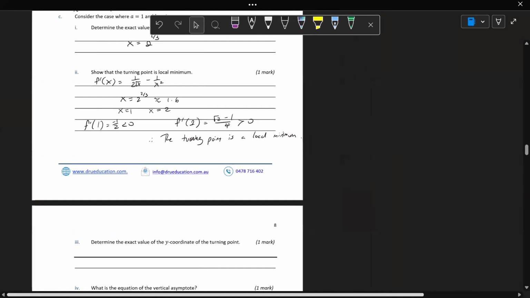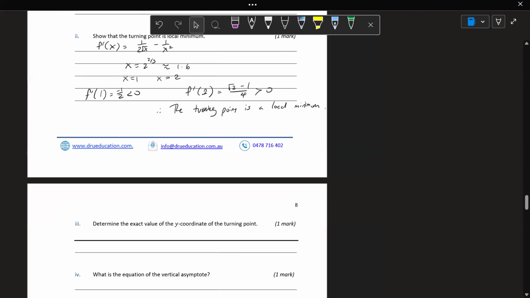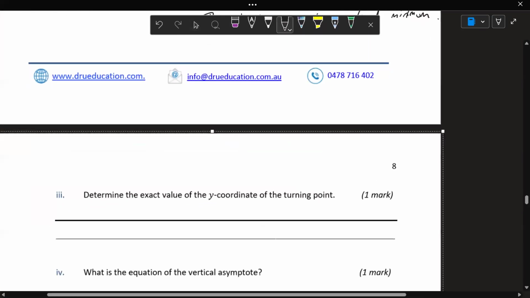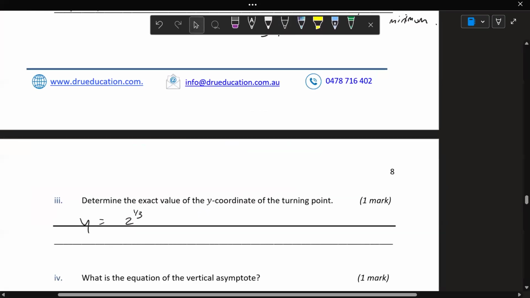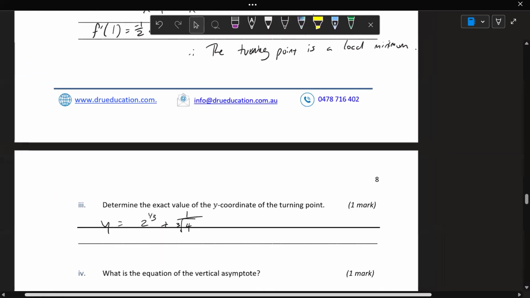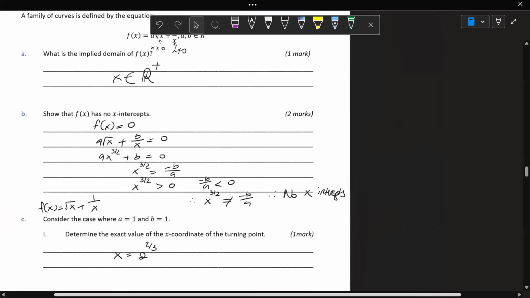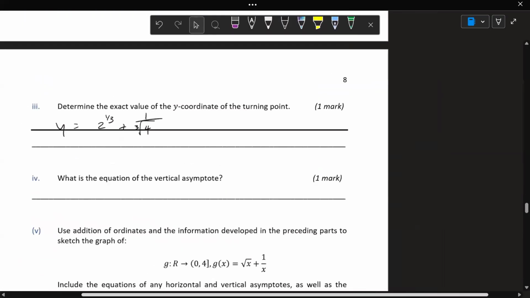Determine the exact value of the y coordinate of the turning point. So you just sub in the x coordinate here and you get 2 to the power of 1/3 plus 1/4 to the power of 1/3. So, what is the equation of the vertical asymptote? That is just x equals 0 here, because of b over x, or 1 over x.